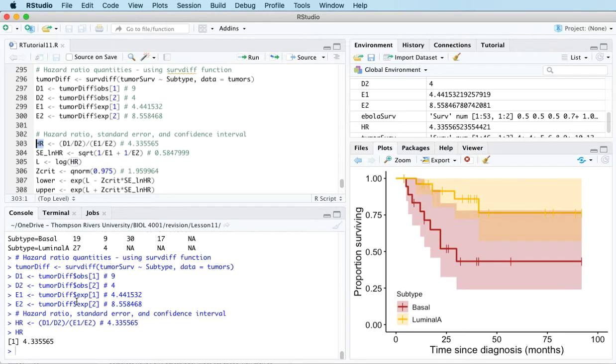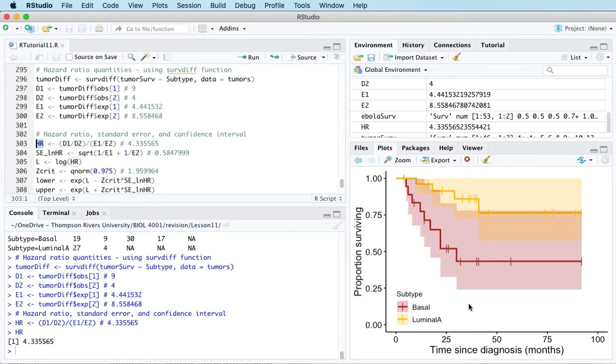So the hazard ratio in this case is 4.34. And so what that's telling us is, this is the hazard ratio of the basal subtype relative to the luminal A subtype. So in other words, that's telling us that the estimated hazard rate in subjects having the basal tumor subtype is more than 4 times higher than individuals having tumors of the luminal A subtype when we average over all time points in the monitoring period.